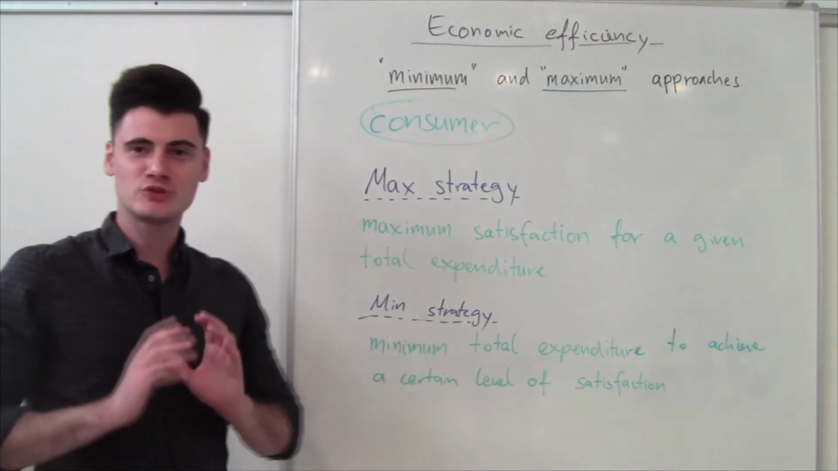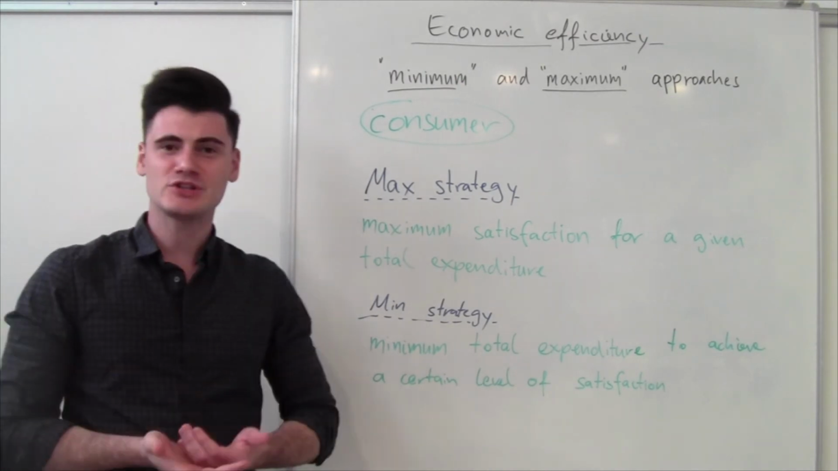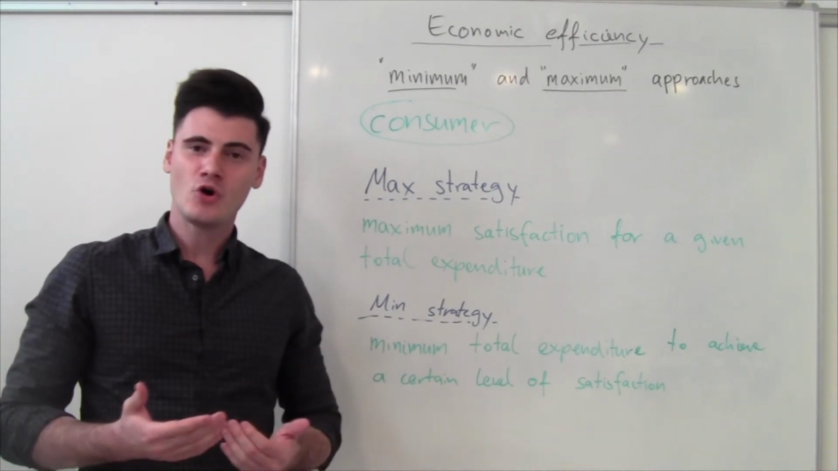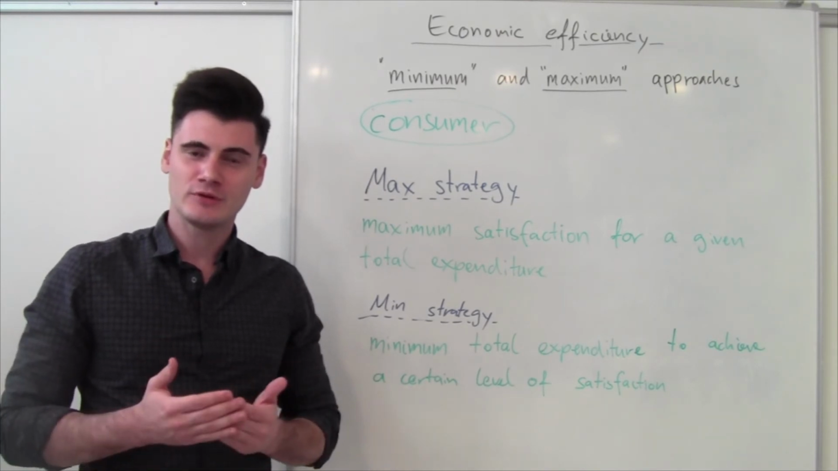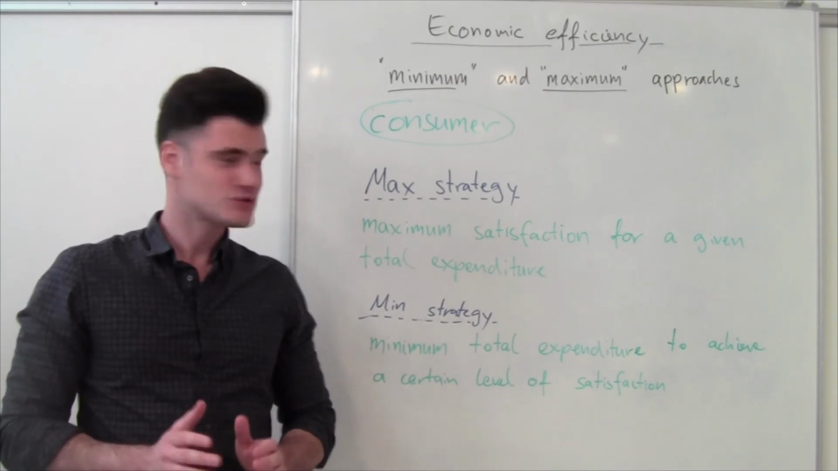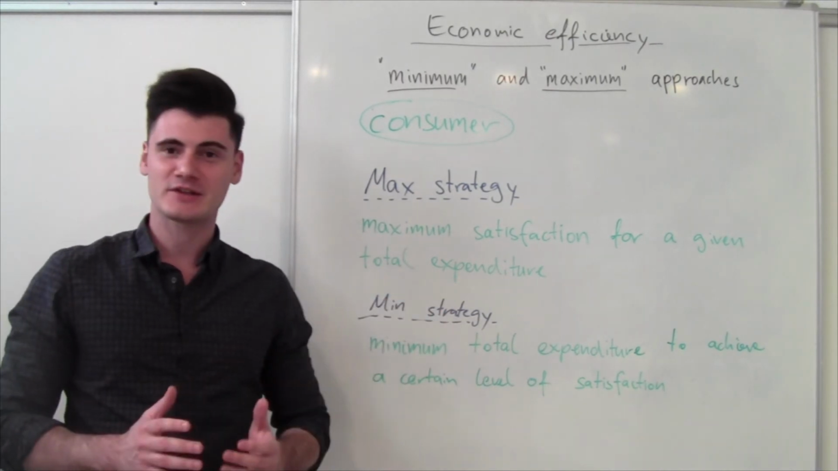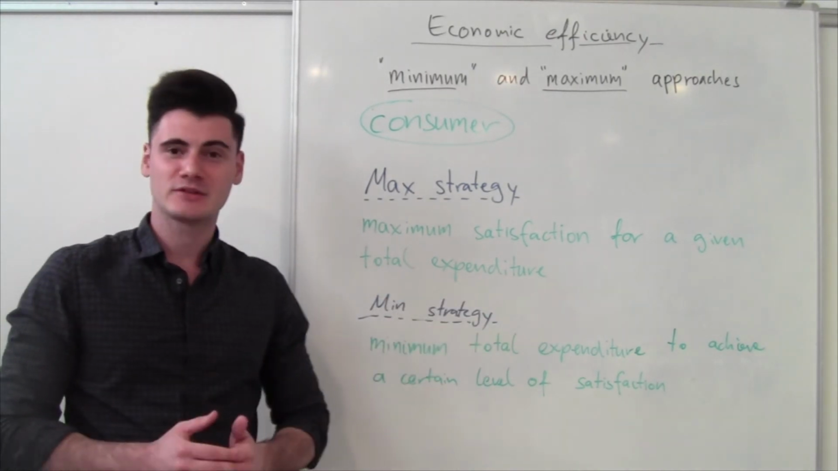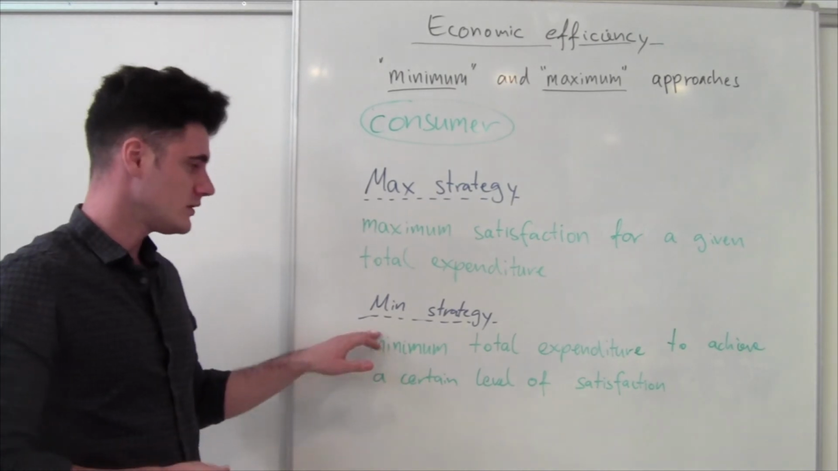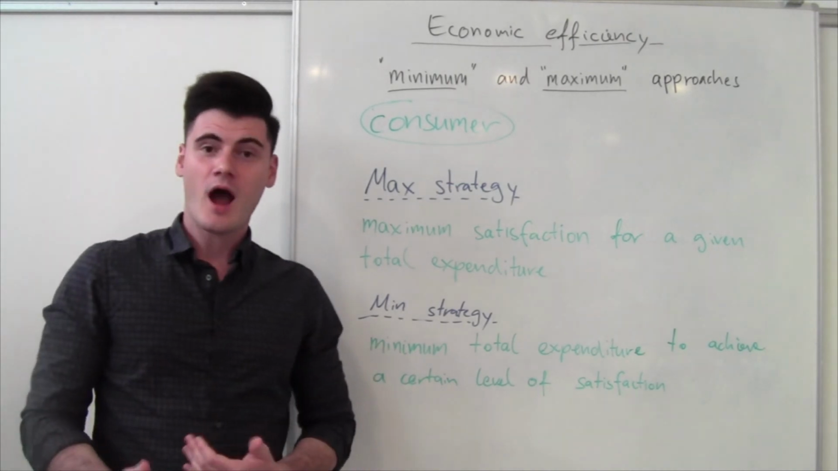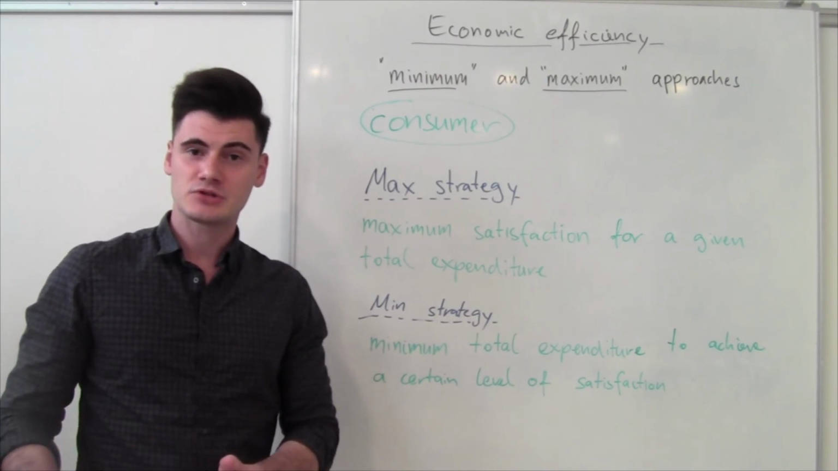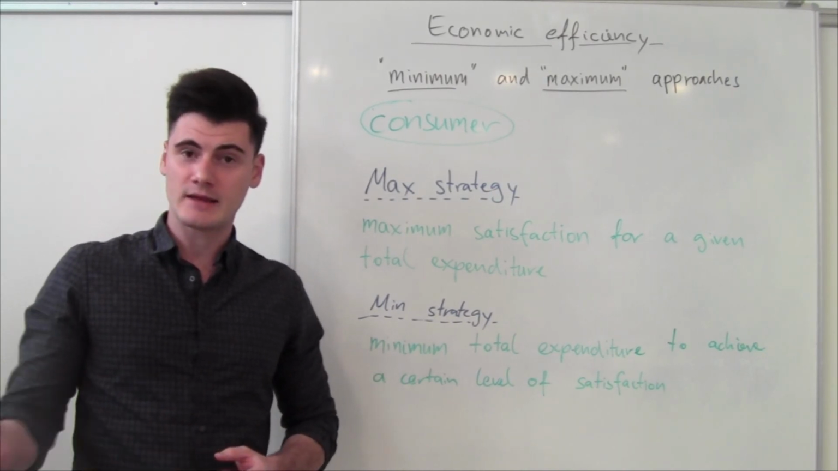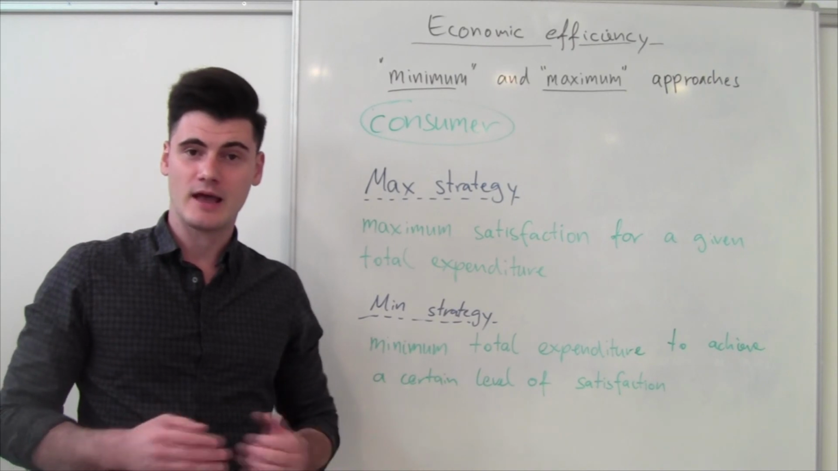For example, from a consumer point of view, a maximum strategy would be, I'm going to book a very expensive hotel on a beautiful, lonely island. That is going to be my total satisfaction for a total given expenditure. On the other hand, next summer I don't want to spend that much money, but I still want to be next to the ocean. So therefore, I'm going to book a Ryanair flight to Barcelona and be happy.